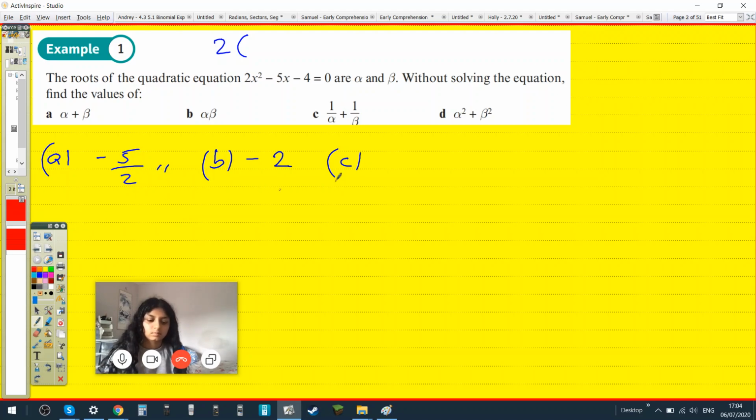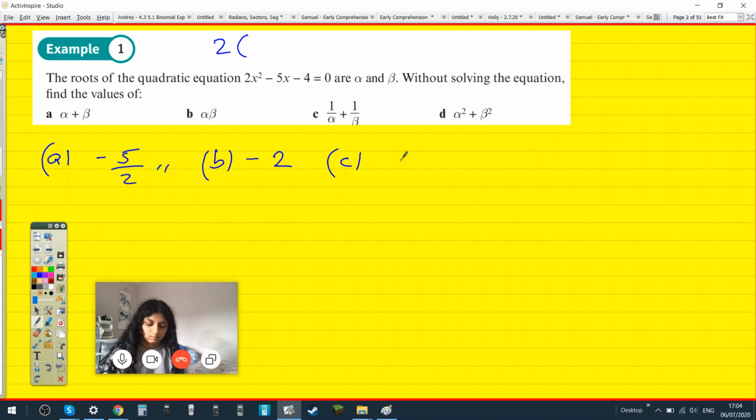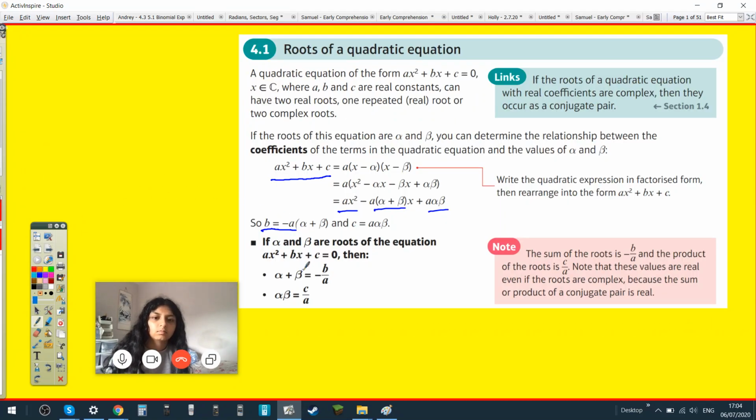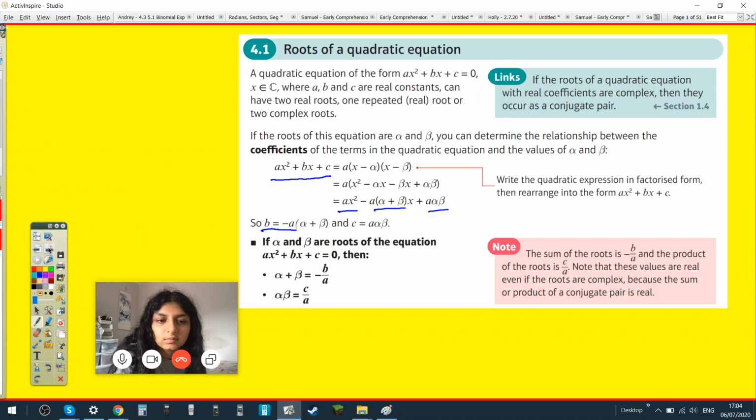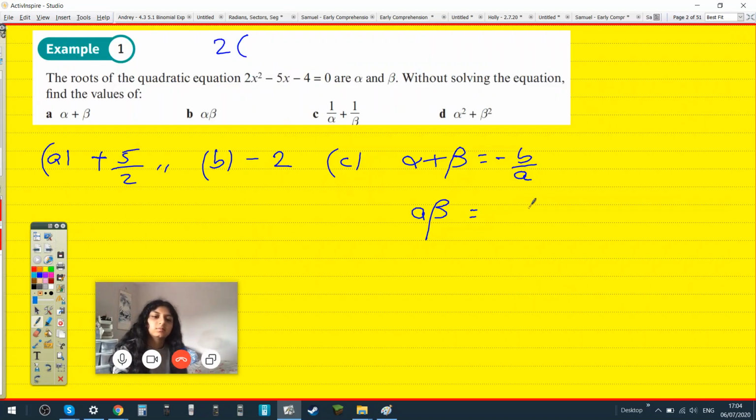Let's write these down. So alpha plus beta in general is, sorry, minus b over a. Alpha is minus b over a. So this should be positive. Minus b over a. Alpha times beta is c over a, I think. Positive c over a.